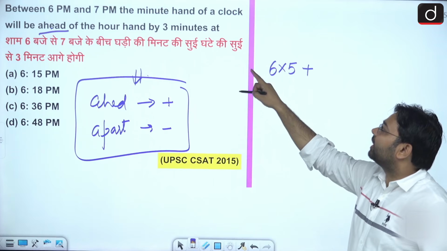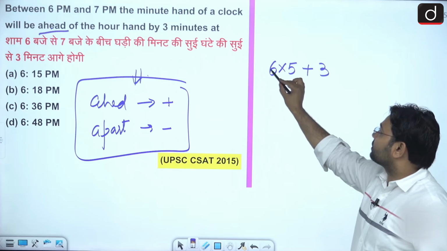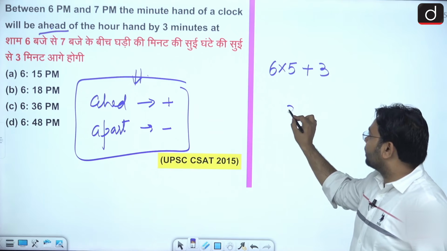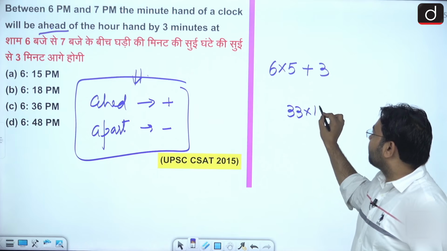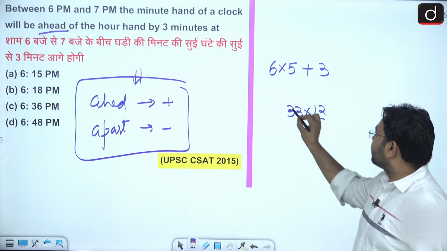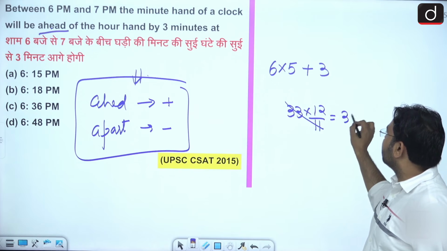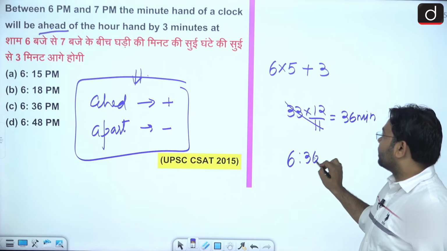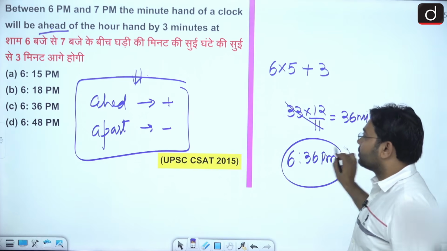So ahead means plus. The minutes given ahead is 3. So 6 into 5 is 30 plus 3, so this is 33. Multiply 12 by 11 in this and you will get your answer. This is 3 into 12, 36. So 36 minutes, 6:36 p.m. is your answer.